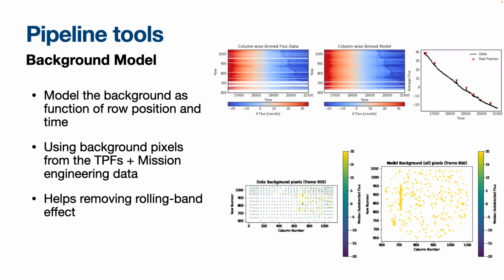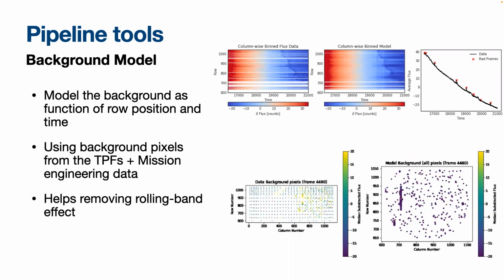In the lower figure in the movie, the left panel shows all the background pixels that we use, combining the ones coming from the TPFs and the ones coming from the engineering data. On the right-hand side, we can see the model background evaluated in the TPF data. There is a slow transition, a general trend of the background going from brighter values to lower values, with the rolling band signal in the row axis.